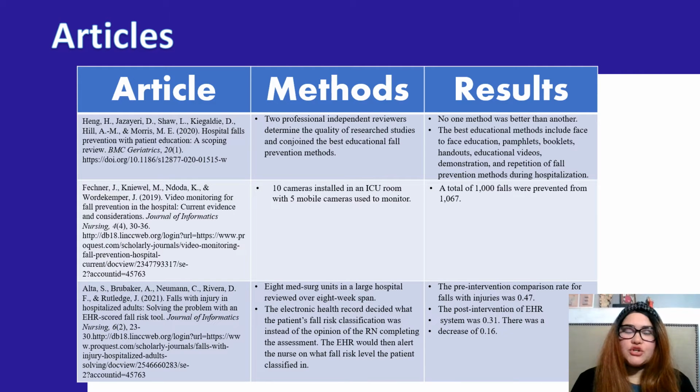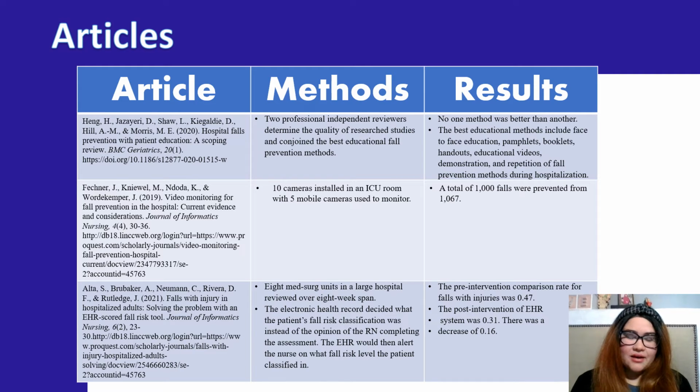For my articles, I chose 3 different articles. The first, Hospital Falls Prevention with Patient Education, a scoping review. For the method, 2 professional reviewers determined the quality of the different articles studied and conjoined the best educational fall prevention methods. And the results showed that not one single method was above another. The best way to prevent falls, according to these researchers, was a combination of different types of methods such as face-to-face discussions, pamphlets, booklets, videos, and so on.